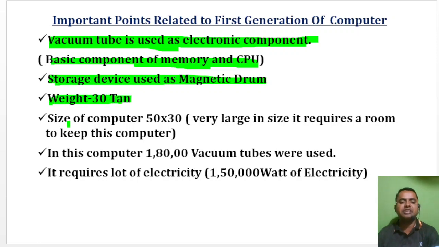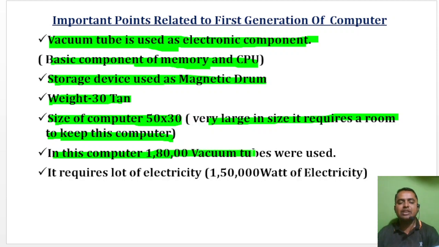What is the weight of this first generation? First generation, 30 ton. Size of the computer is 50 by 30. Very large in size. It requires a room to keep this computer. 50 by 30, length into breadth we can say, that is 50 into 30. In this computer, 1,80,000 vacuum tubes were used.